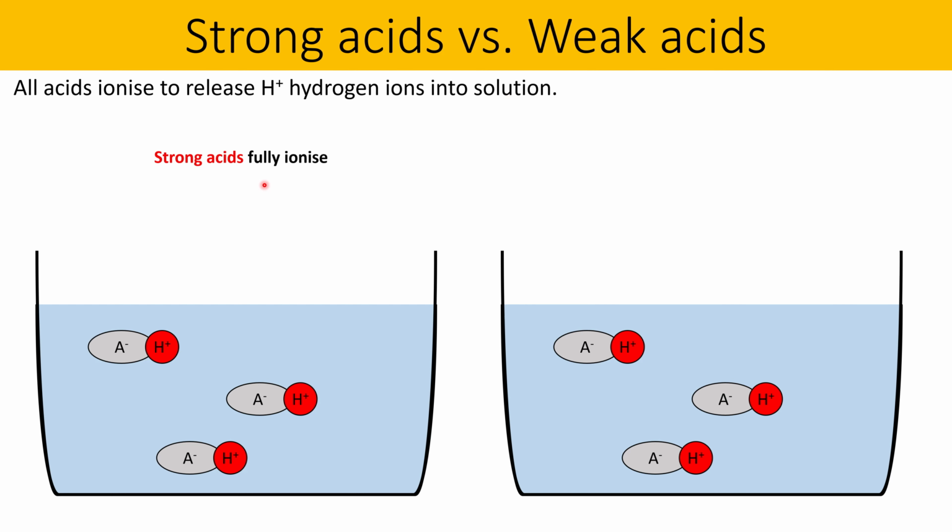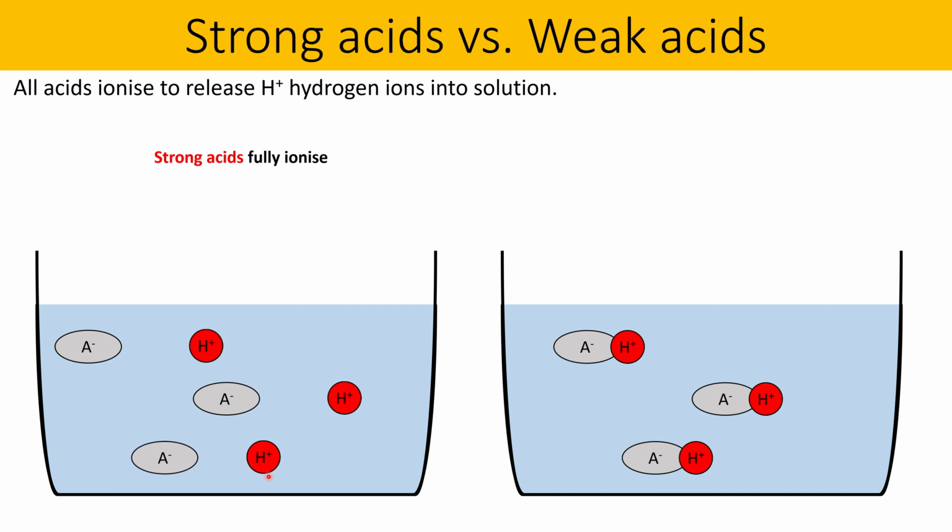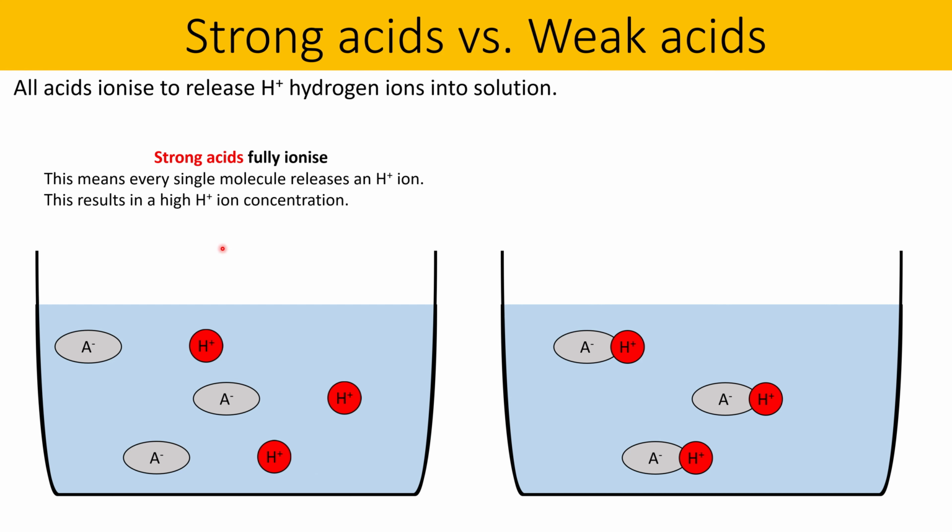Now, in a strong acid, they fully ionise, which basically means that every single acid molecule breaks up and releases its H+ ions, a bit like this, right? So that one's released its H+ ion, that molecule's released its H+ ion, that molecule's released its H+ ion. So if you were to look at every single molecule of a strong acid, it will have ionised and released its H+ ions. So you can see here we had 3 molecules of acid and we've ended up with 3 molecules essentially of H+. So it's fully ionised. Every single one of them has released an H+ ion. Now, what this does is it results in quite a high H+ ion concentration because we've got 3 of them and we had 3 moles of acid.